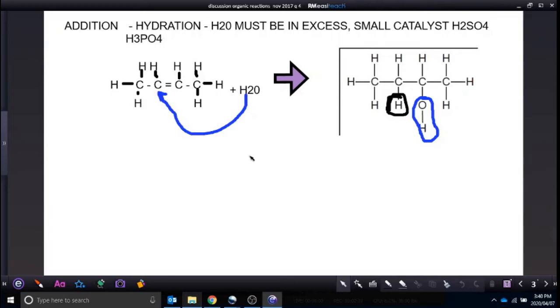So what will happen is the OH will sit on the carbon with the least amount of hydrogen bonds. So you can see the OH is sitting on one of these two carbons. They only have one bond, and obviously the H will sit then on the other one, and that is then Markovnikov. So Markovnikov says that the OH will sit on the carbon with the least amount of hydrogen bonds. Again, this is a major product.